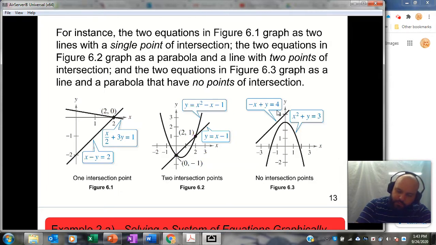Now, in our third example, right here, that system does not have a solution. As I discussed last time, if you have two linear graphs that are parallel, there would not be a solution because they don't intersect. The same goes for this nonlinear system in figure 6.3. There is a parabola and there is a line, but they do not intersect. And because they don't intersect, there is no ordered pair that would satisfy both of those equations. So there's no solution.